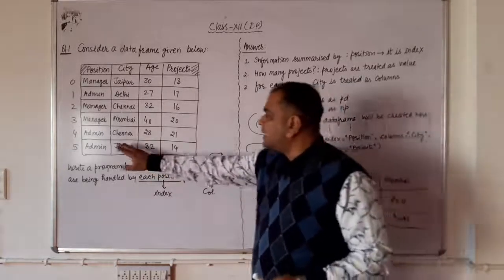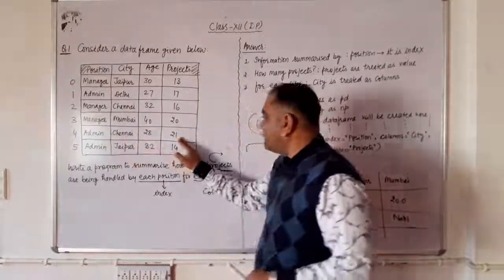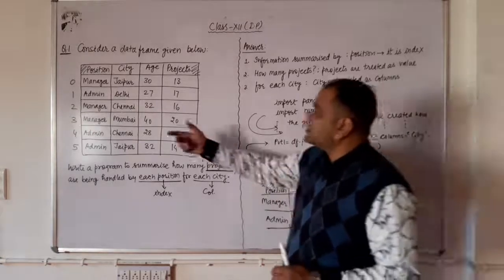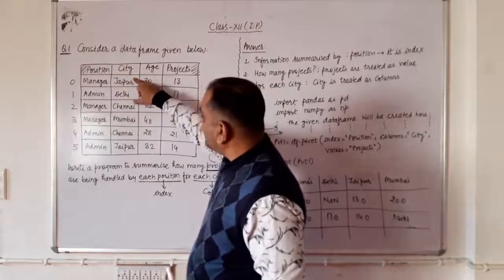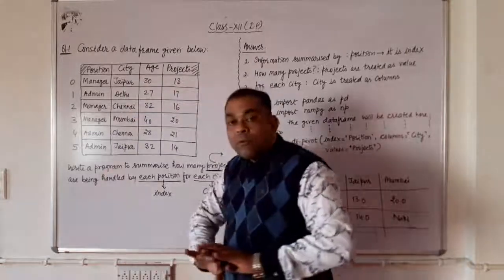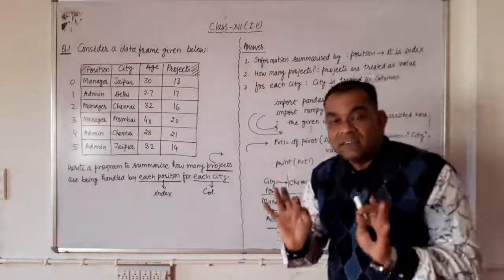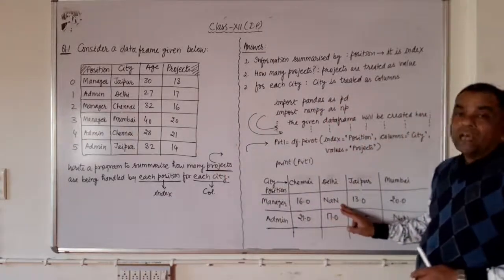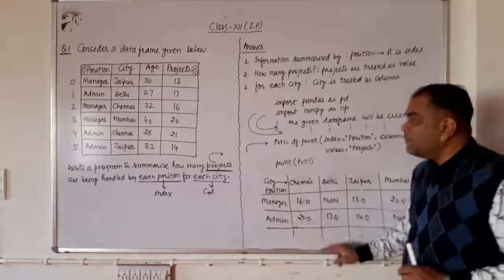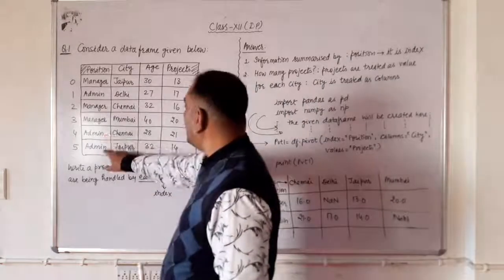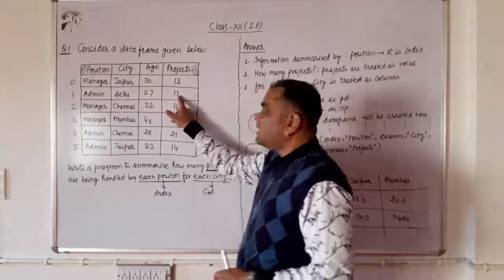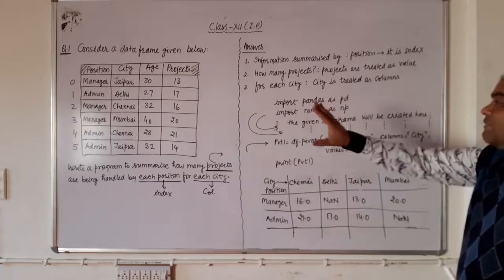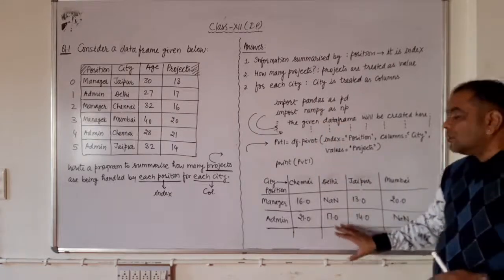Now, how many projects are related with admin Chennai? Admin Chennai 21 projects. So 16, 21 it is here, right? Manager Delhi. How many projects are related with manager city Delhi? No projects are related with the Delhi city for a manager position. So we just put NaN over here, not a number. Then admin Delhi, 17 projects are conducted. So here admin Delhi 17.0. Now the given data frame is summarized into this concept, right?